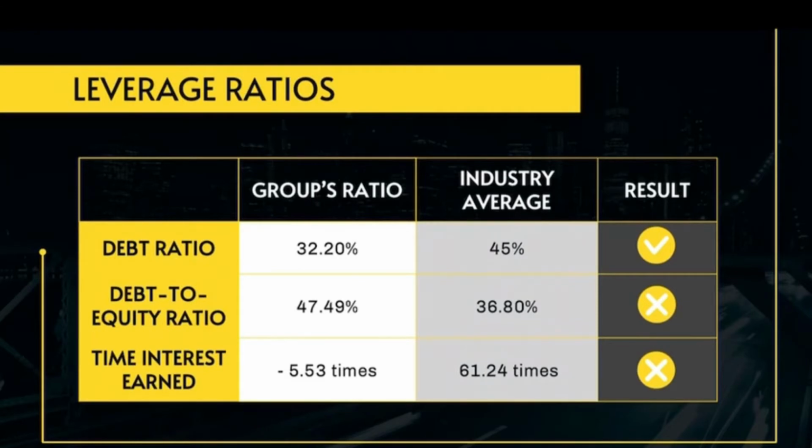Next, debt to equity ratio. WhiteHorseBhd5M has a higher debt to equity ratio than the industry average, which is the group ratio of 47.49% and the industry average of 36.80%. It gives a bad result. The third one is times interest earned. From the calculation, we can see that the company's times interest earned is negative 5.53 times, which is lower than the industry average of 61.24 times. It also gives a bad result.